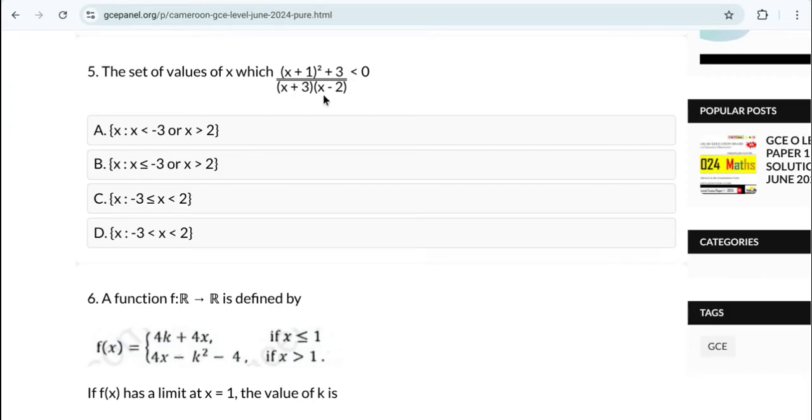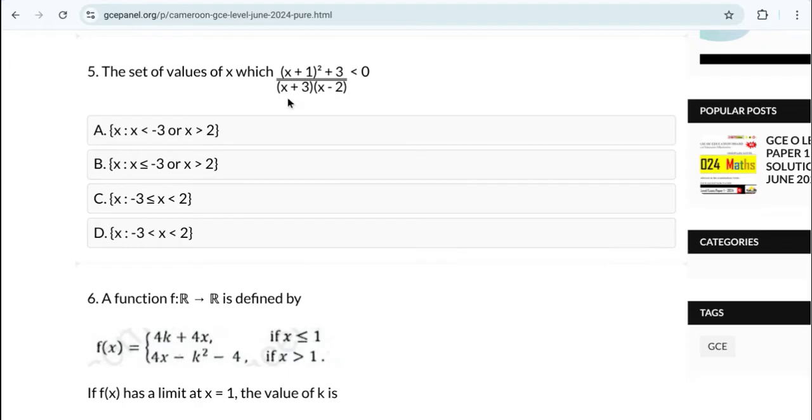Let's consider the denominator to see how we can get the solution. The boundary solutions when you equate the denominator to 0 are x equals negative 3 and x equals positive 2. So we are going to test the region below negative 3, between negative 3 and 2, and above 2. Note, if x equals negative 3, this function will be undefined.